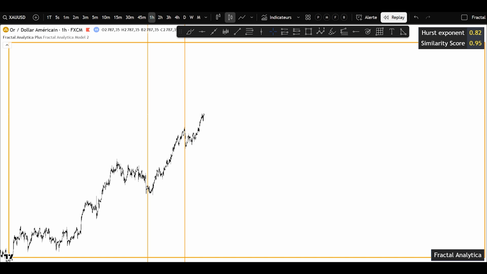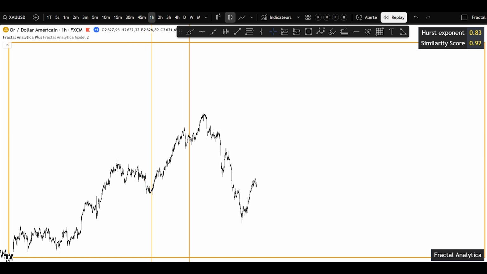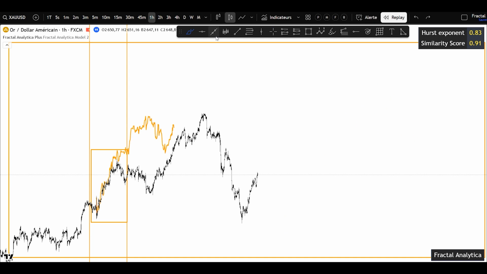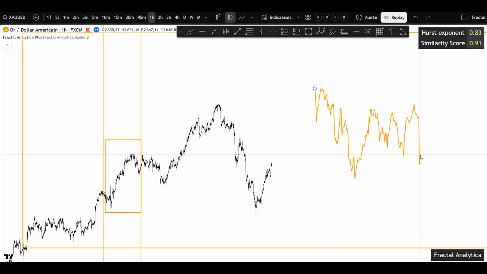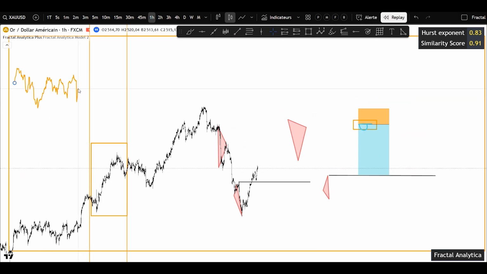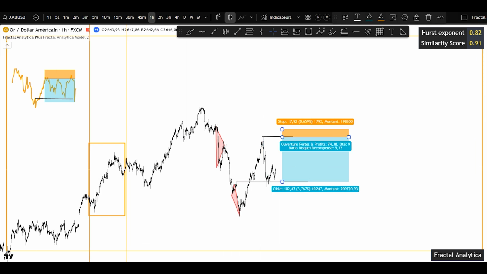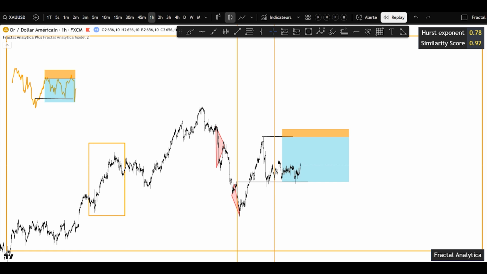As promised, today we are back with the second part of the gold trade that you saw in the previous video. As you may remember, during the first part, we identified the first fractal with a very strong similarity. This allowed us to take a short trade, entering from the equal highs and targeting a take profit at the top of the red triangle you can see at the bottom of the chart. This trade was successful and generated 5R in profit.